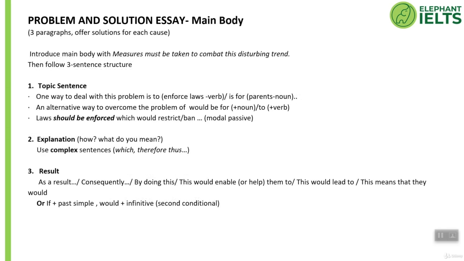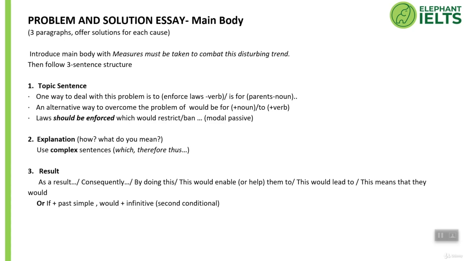Then, of course, we come to the main body of the problem and solution essay. As we said, you should aim for 3 paragraphs which offer solutions for each of the causes you mentioned above in the introduction. I like to introduce the main body with this before beginning the main body paragraphs. Measures must be taken to combat this disturbing trend. So this means that, yes, now I'm going to talk about how to solve this problem. And then we have 3 paragraphs which follow the 3-sentence structure we will learn now.